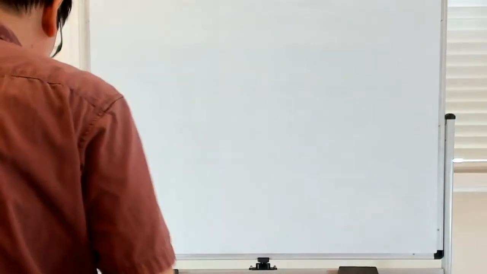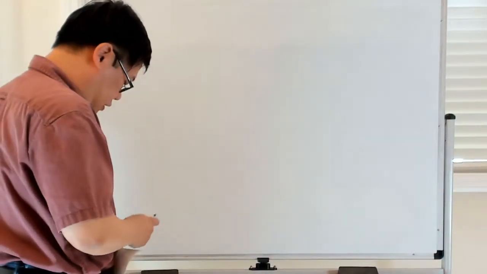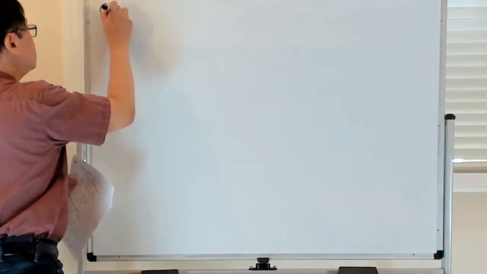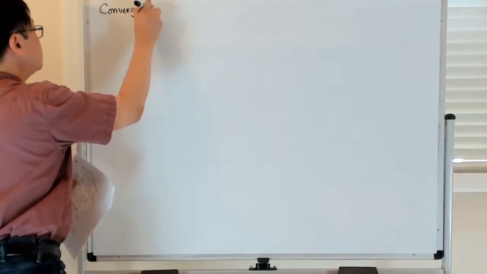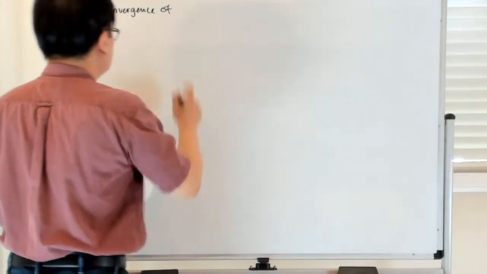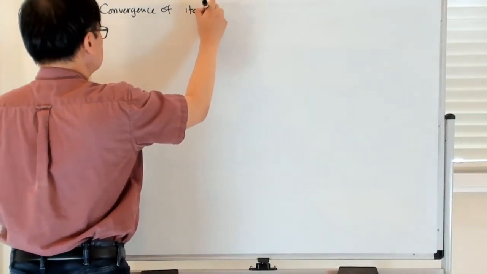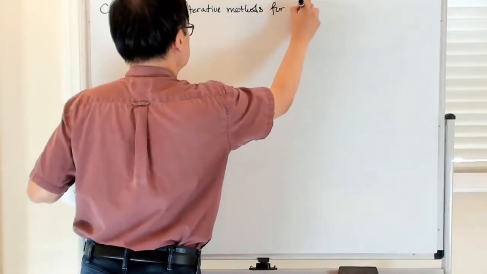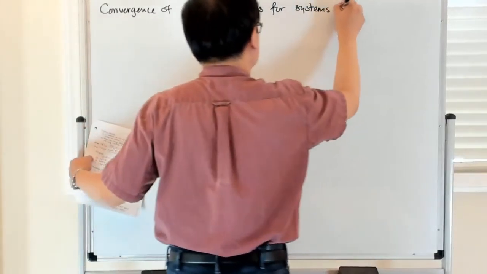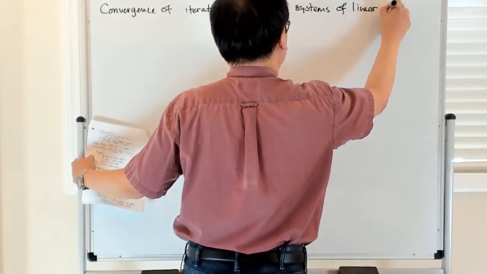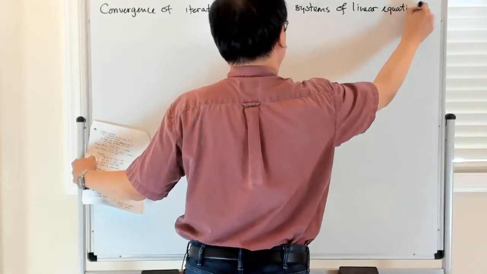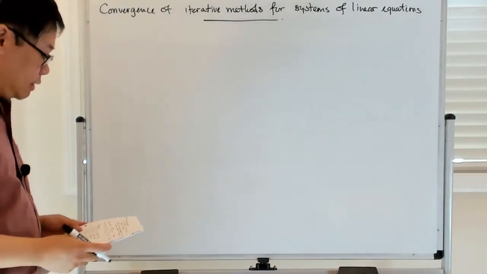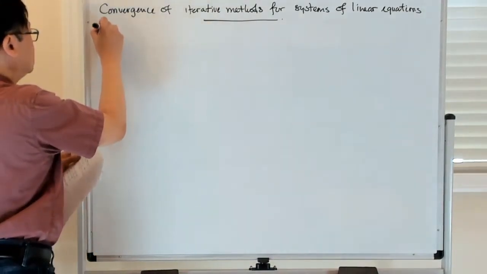All right, so now we're going to say a little bit about the convergence of these iterative methods for systems of linear equations. And so before we do this, I'm going to introduce what are called matrix norms.